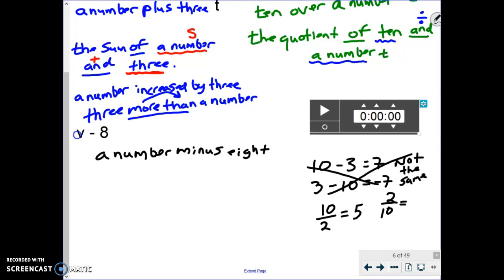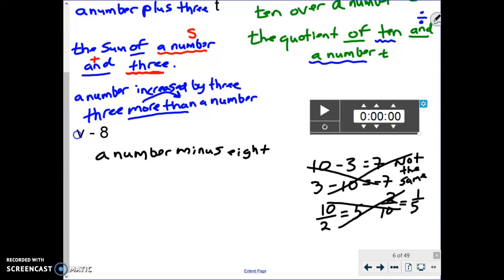We could simplify this fraction and make it 1/5, and a fifth of a dollar is 20 cents. So definitely not the same thing. So again, we can't change the order of division. Can't change the order of division, can't change the order of subtraction. So in this case, we need to make sure that we stay in the same order.